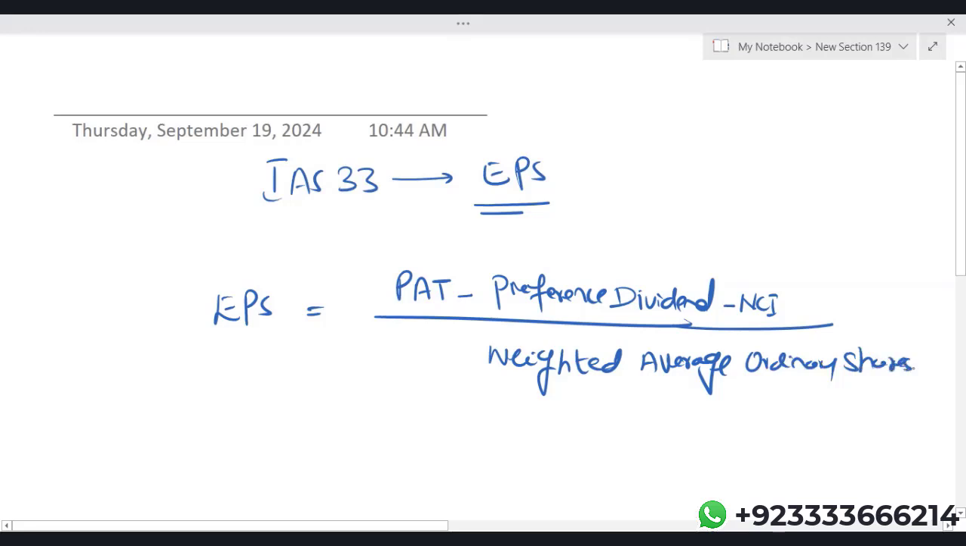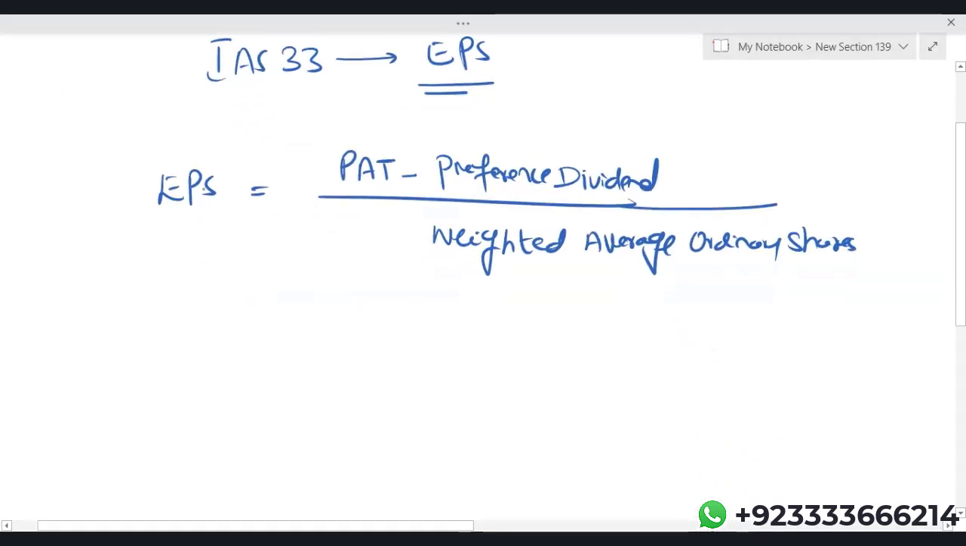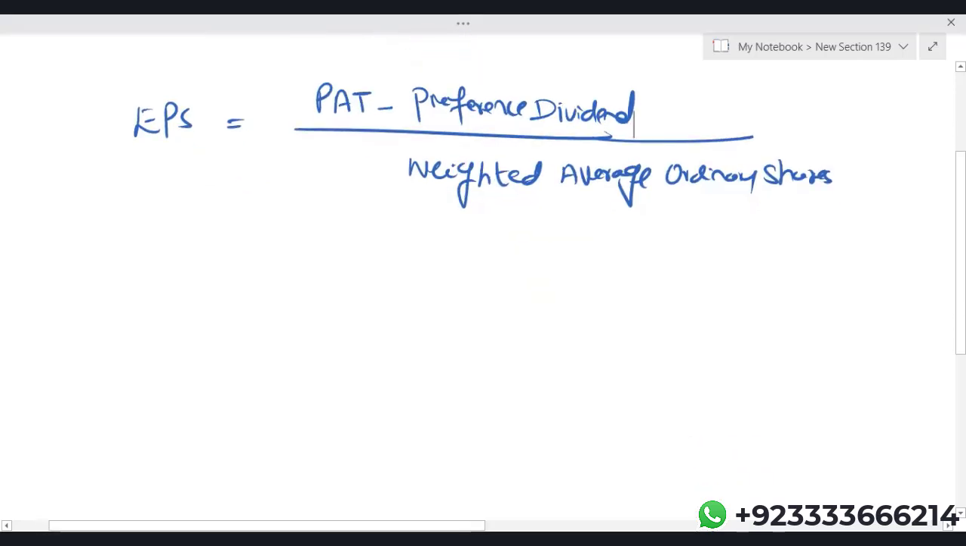Normally, we need to calculate EPS for a single company. That is why you will not see NCI. But if you are required to calculate EPS for the group, then there will be NCI. So earning per share is equal to profit after tax minus preference dividend divided by weighted average ordinary shares. Preference dividend is given to the preference shareholders.